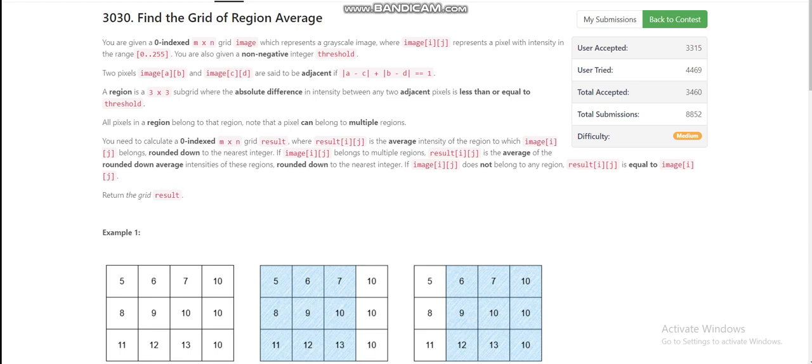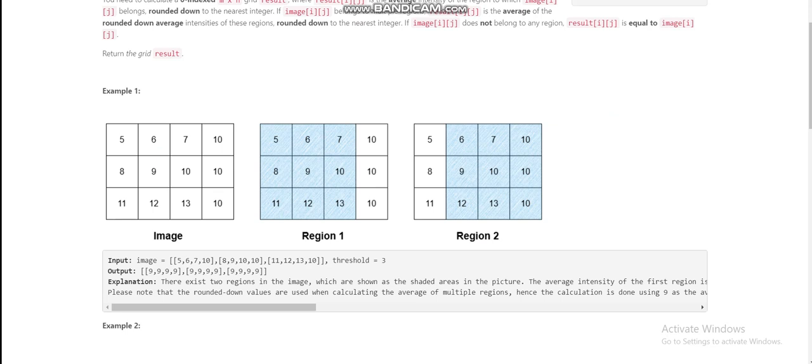Now for every cell we have to take the average of the regions it belongs to, right? So let's say for this grid there are two regions. One is the 3 cross 3 grid starting from the 0 comma 0th index, and the second one is the second region which starts from 0 comma 1.